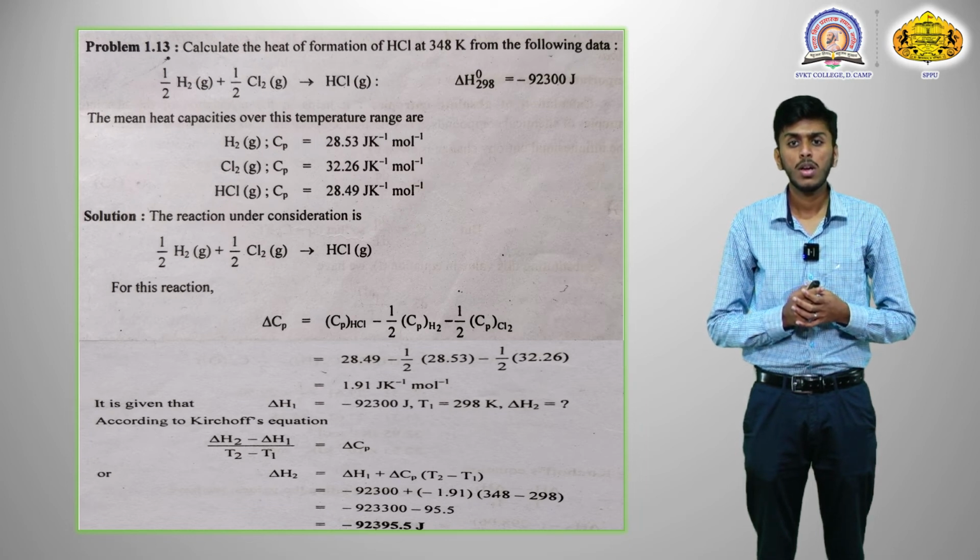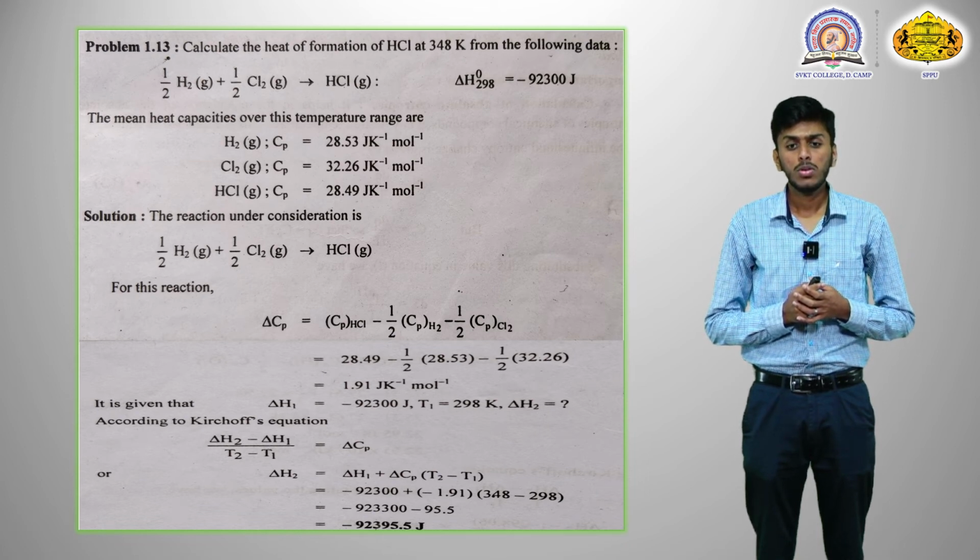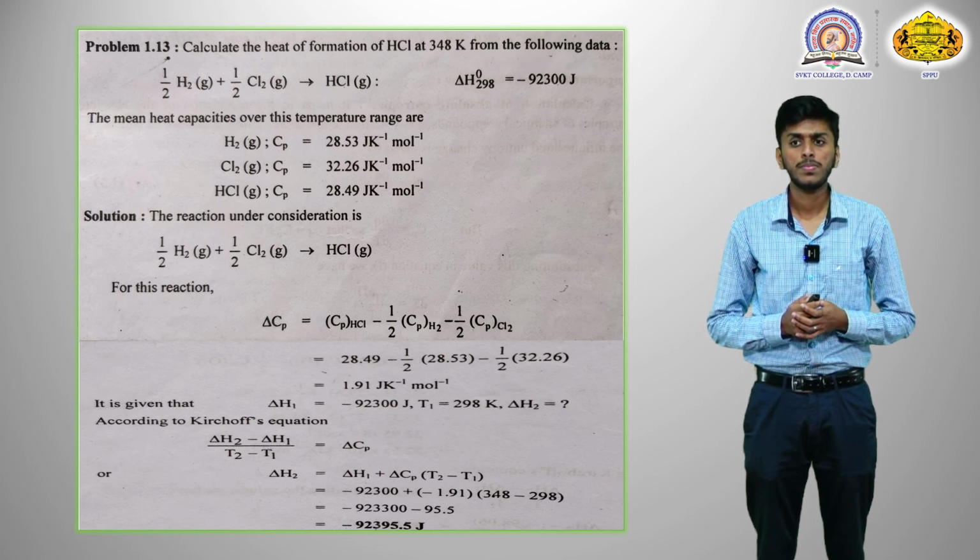We will substitute our given value of delta H1 and our found value of delta Cp and all other values of temperature in the equation, which is equal to minus 93,000 (at 300 K) plus in bracket minus 1.91 into (348 minus 298). The final answer is minus 92,395.5 joule.